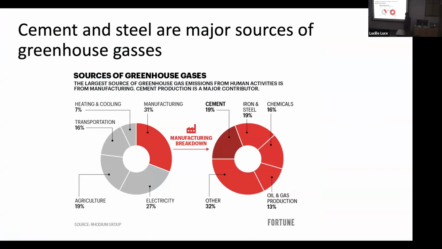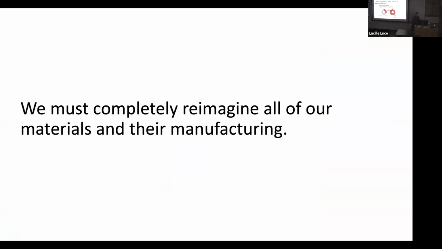Okay, so we need to really think about how we make materials. I would say we must completely reimagine all of our materials and their manufacturing going forward. So we've got a lot of work to do. This is not going to happen overnight. This is our grand challenge for the future. How are we going to make life sustainable?